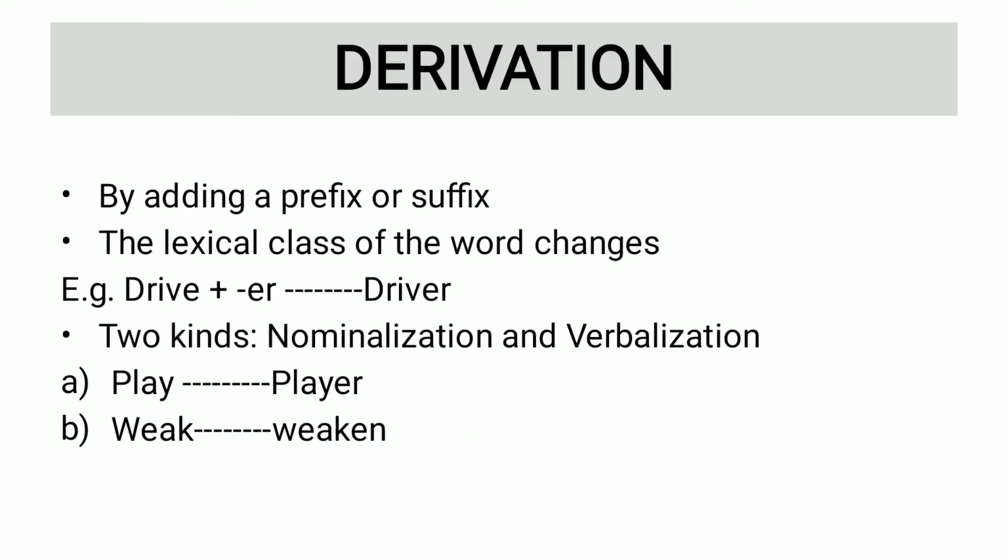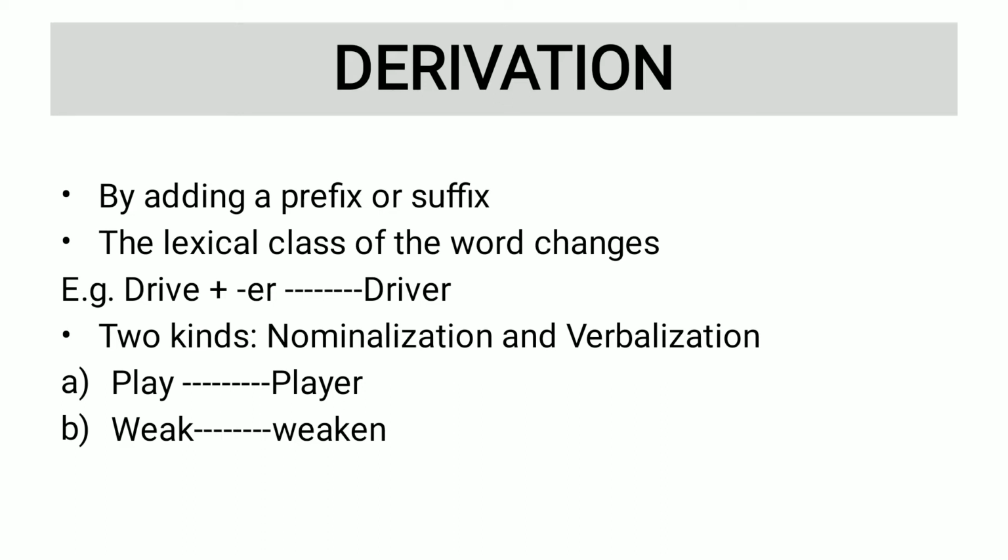So the very first word formation process, which is most widely used, is derivation. In this process, we derive new words either by adding a prefix or suffix to the root. The most important thing here is that the lexical class of the word also changes.